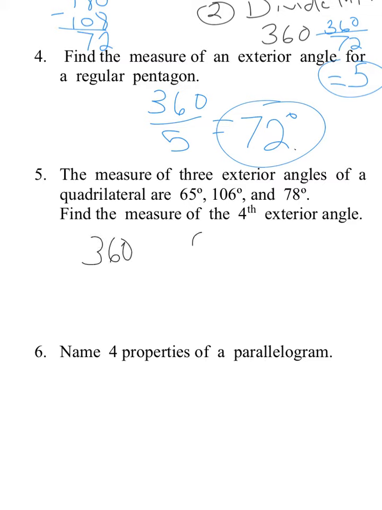So we're going to take 65 plus 78. See, it's hard to make those 8s sometimes. Plus 106. I think you made a vortex.